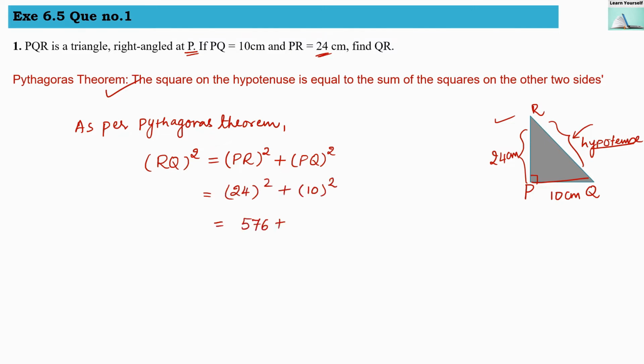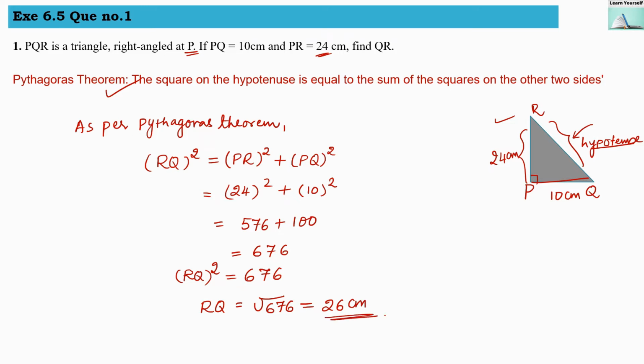576 plus 100. So our total is 676. Now let us take square root on both the sides. So RQ square will be equal to 676. So when we are taking square root, we will get RQ equals square root of 676, which is equal to 26 centimeter. So hypotenuse length will be 26 centimeter.